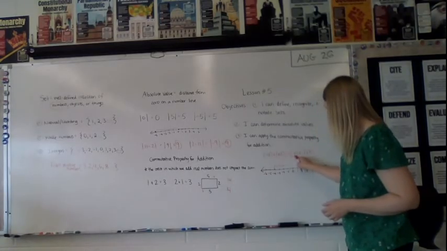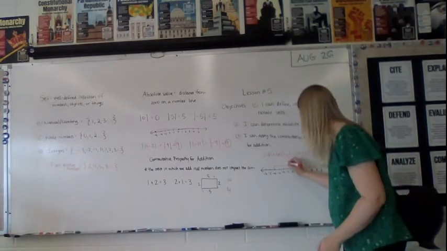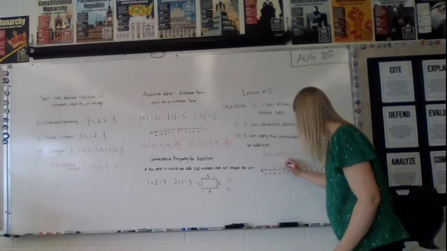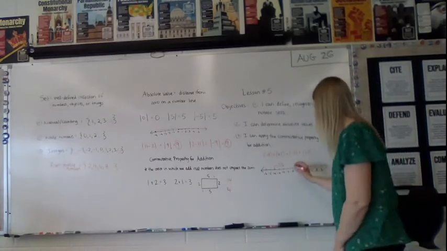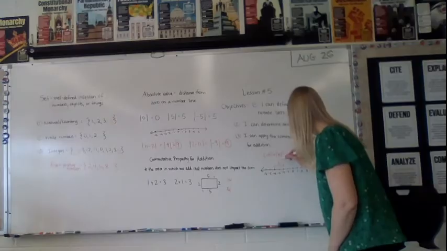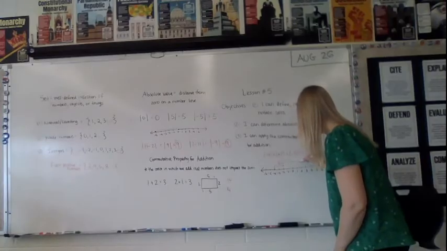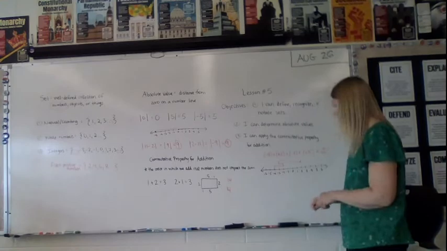Now it says plus -1. So when we add a negative number, we're going to move to the left, and it says to go to the left by 1. So now I'm over here at -3. Lastly, it says to add +5. So that means I'm going to move to the right by 5 spaces. 1, 2, 3, 4, 5, and I end at +2.